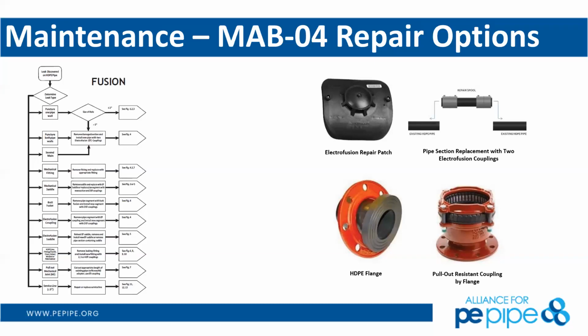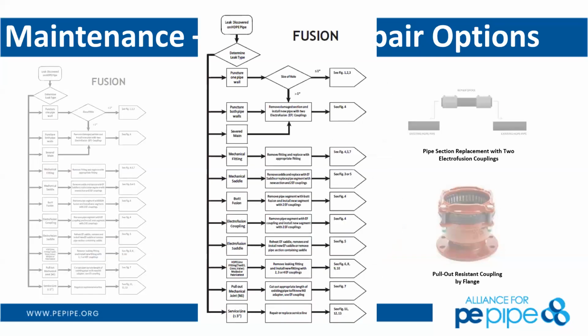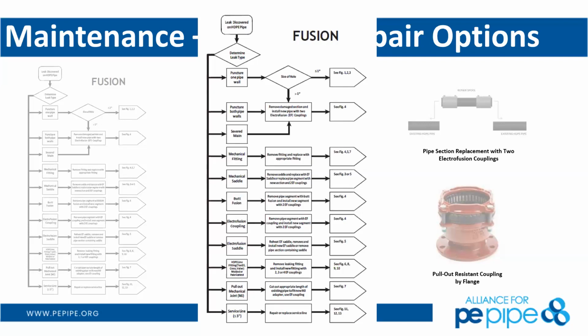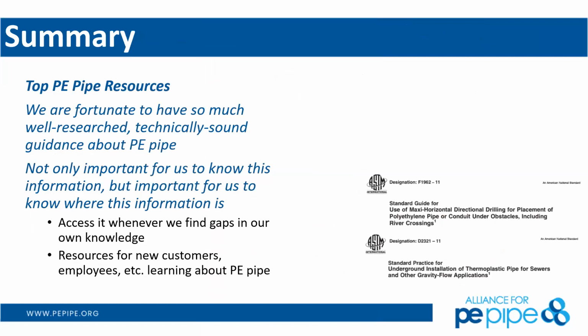So the MAB 04 shows you a decision matrix as to what type of repair is required, what type of damage to the pipe is required, and then it shows you exactly what type of fitting can be used to perform that repair as we go through. So if it's a small leak, what do I use? We get larger into all the different steps. It'll really walk you through all those steps as we really need to see it.